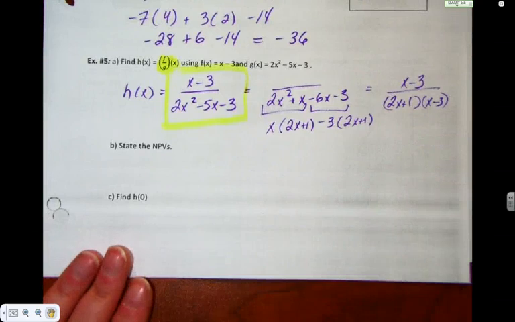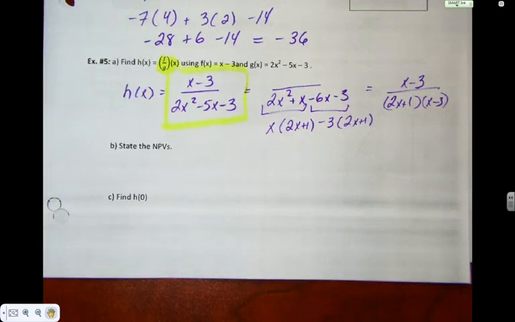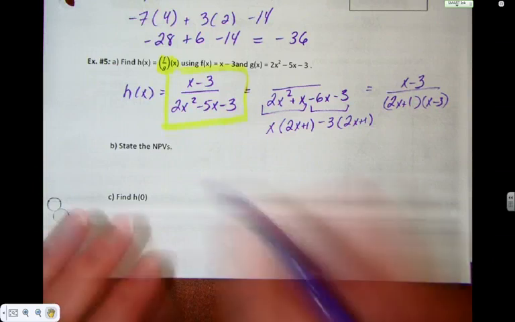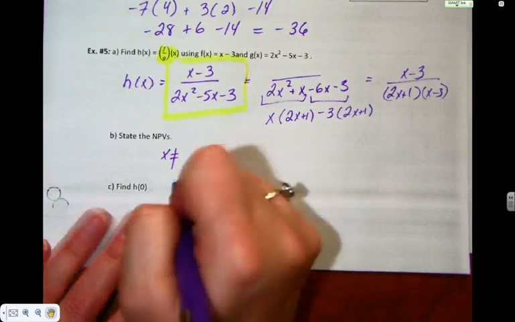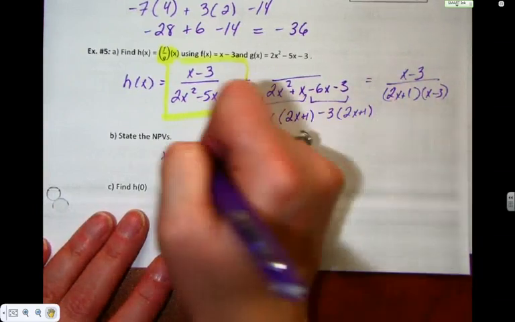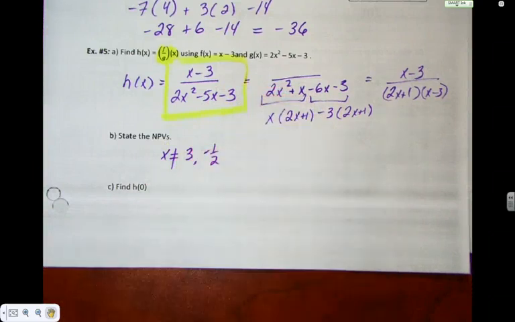What are NPVs? Right, and so that's the same as your asymptotes and your holes. So we would have had to factor anyway to do that. So what can x not be? 3 and negative 1/2. If we were graphing it, then we would say specifically that 3 is the hole and the other is the vertical asymptote, but it's not what the question has asked.